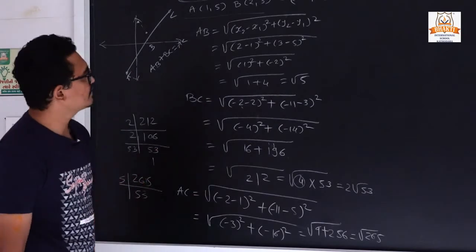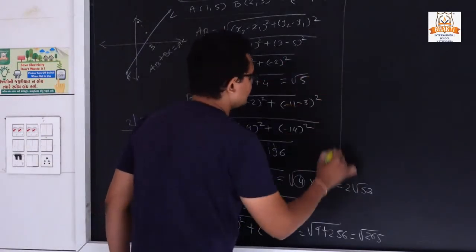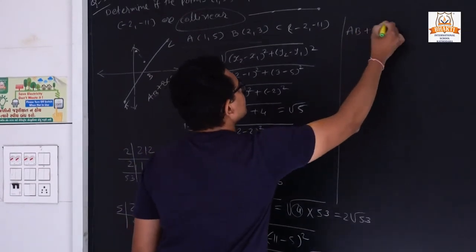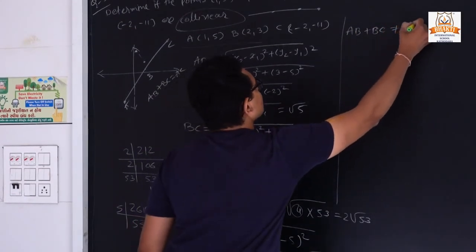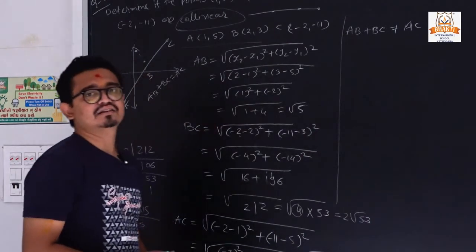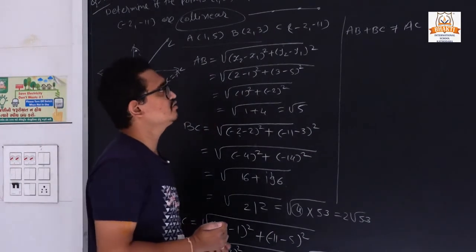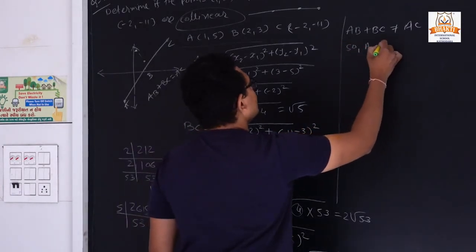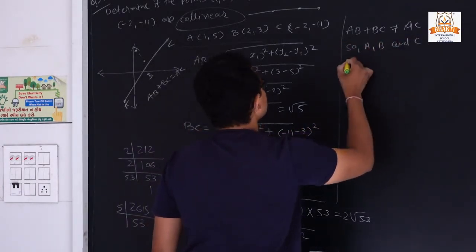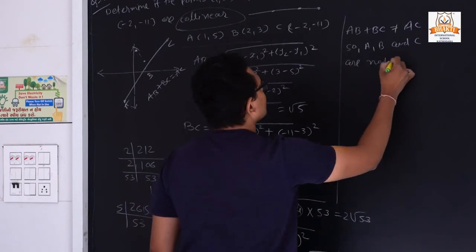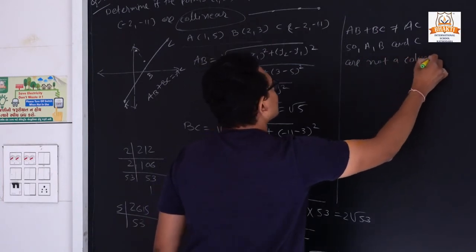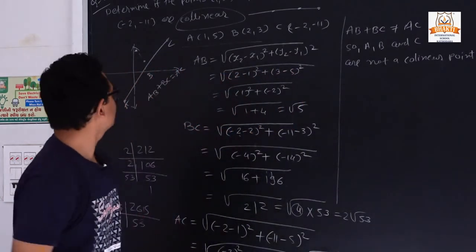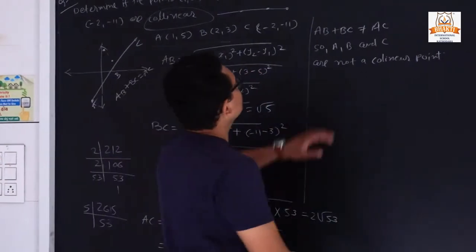So it means here AB plus BC is not equal to AC. Clear? AB plus BC is not equal to AC. So A, B and C are not collinear points. Clear? Now next, question number 4.